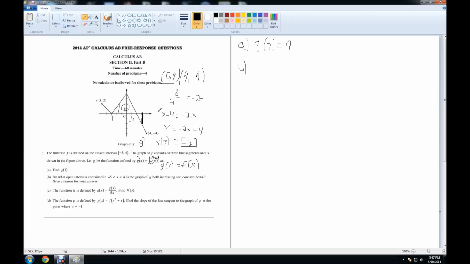Now, for concavity, if we're looking at the graph of a derivative, concavity is determined by looking at the graph and looking at points of increasing versus decreasing.